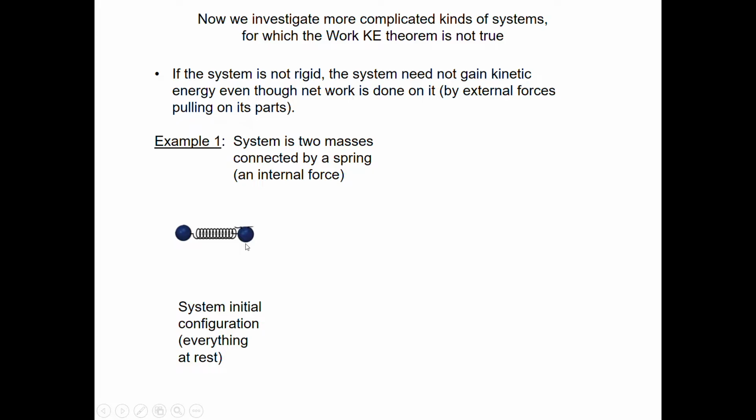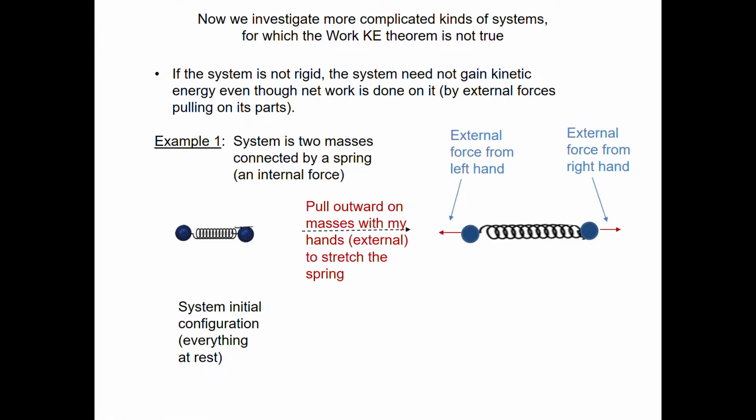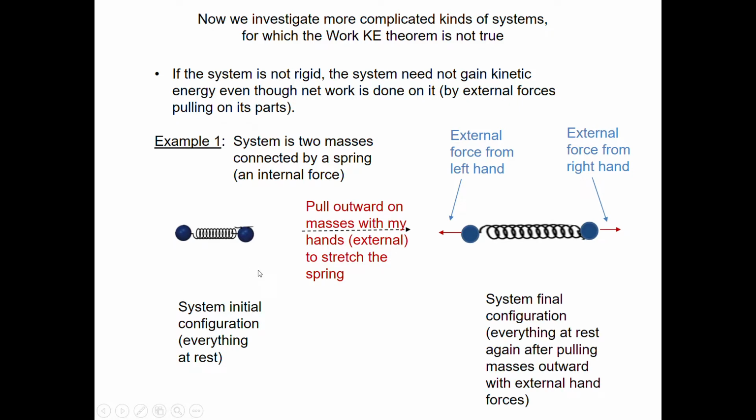So here's an initial configuration, and what I'm going to do is imagine this thing's floating in outer space, and I reach in as an astronaut, grab the two masses, and pull them apart, so I'm stretching the spring. I start out with everything at rest, the two masses are at rest. I reach in with my hands and pull the spring apart by pushing outward on the masses. In the final configuration, I'm pushing outward on the masses and the spring is stretched, and everything's still at rest. I've once again brought it to rest.